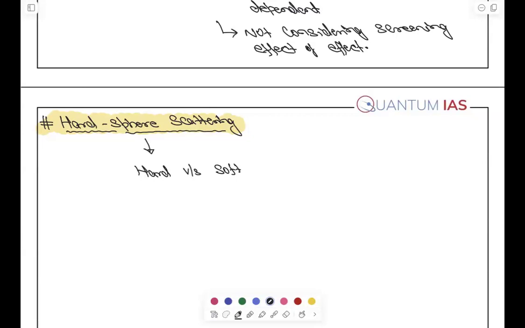Deformation नहीं हो रहा है. Deformation नहीं हो रहा. Very good, very good. Hard means that it has negligible deformation. Even if it is happening, we can ignore that. And soft simply means which is deformable.